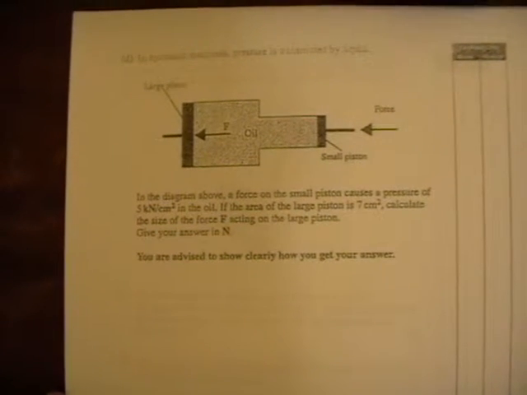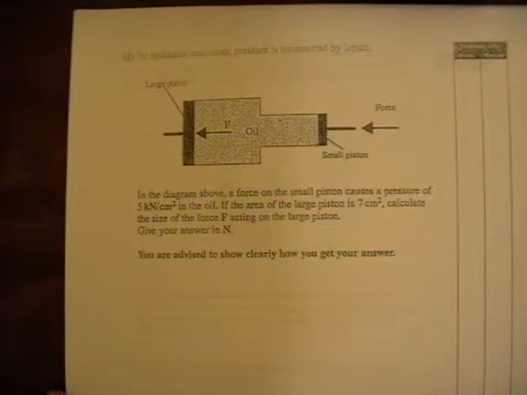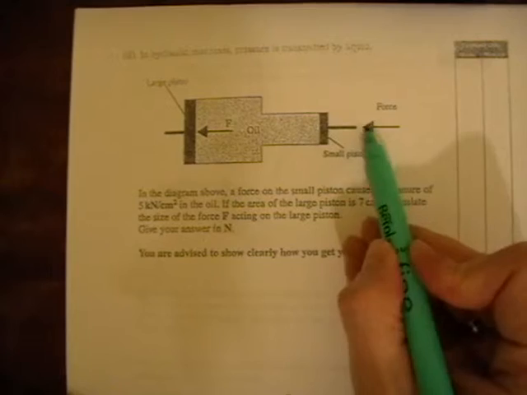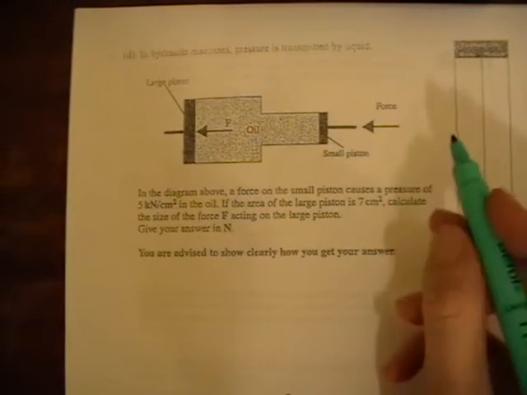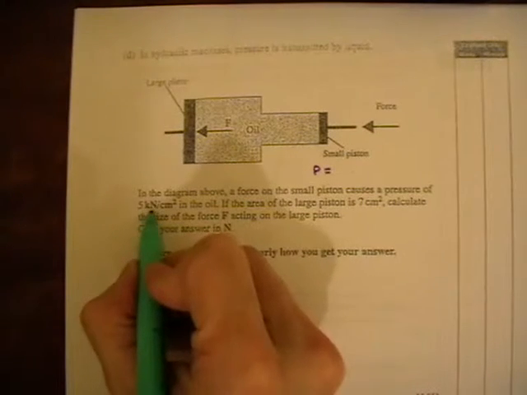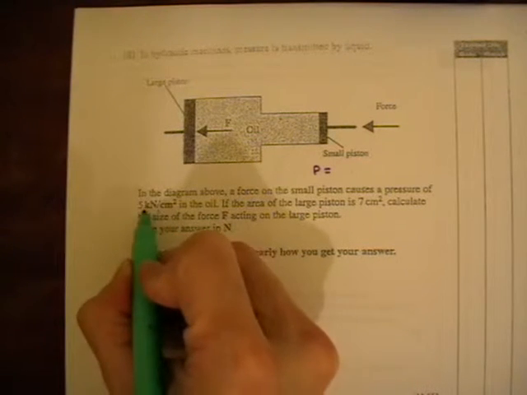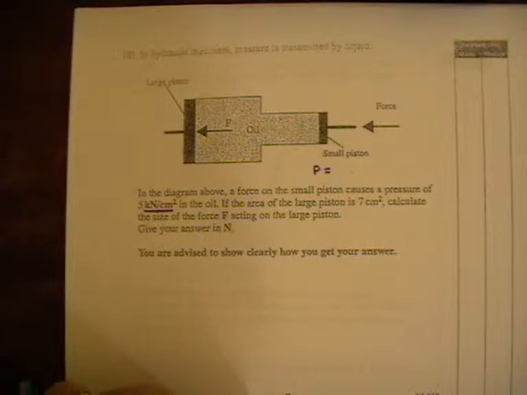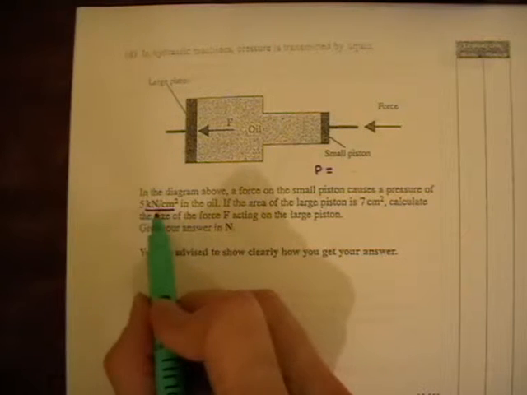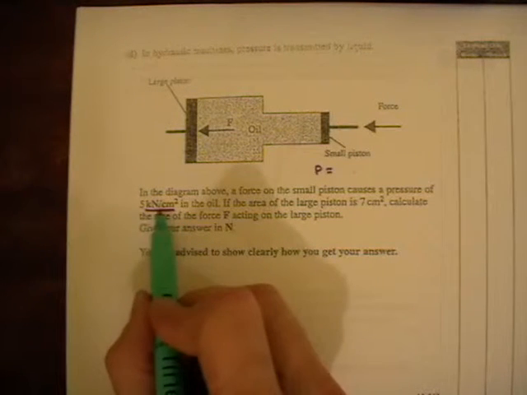Part D. In hydraulic machines, pressure is transmitted by a liquid. In the diagram below, a force on the small piston causes a pressure, and I'm going to write it beside it, of 5 kilonewtons per centimetre squared. Now, notice that's in black. It might be obvious to you, but it should be on the sheet where you did your questions. 5 kilonewtons, they're just warning you, watch out here, there's something you have to change.